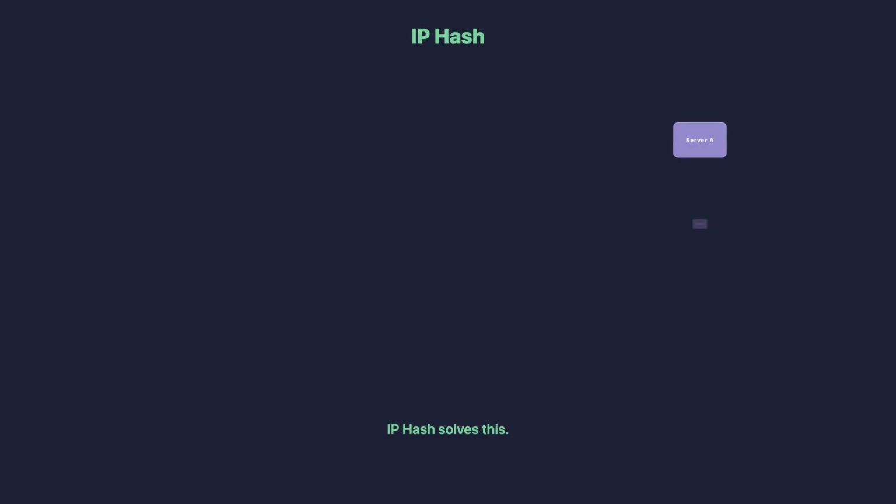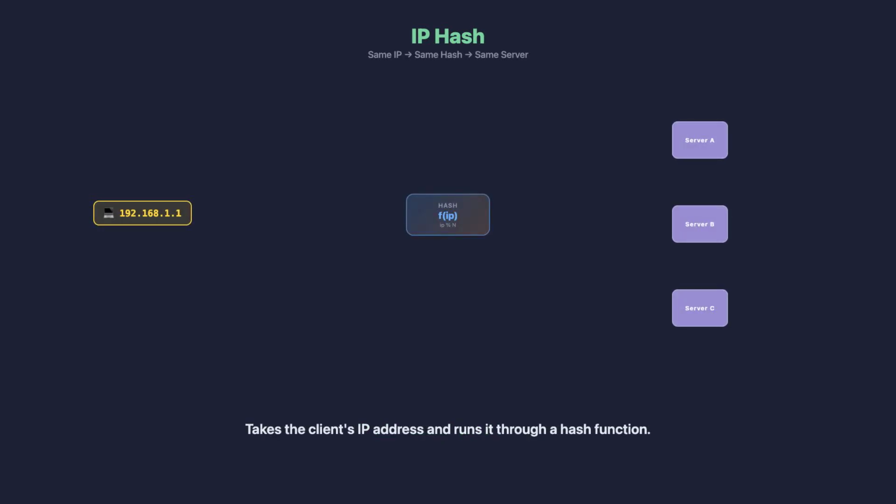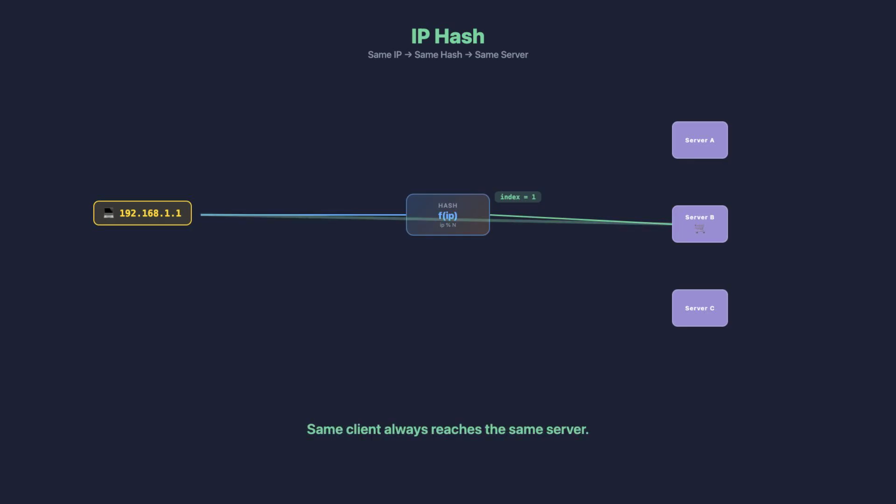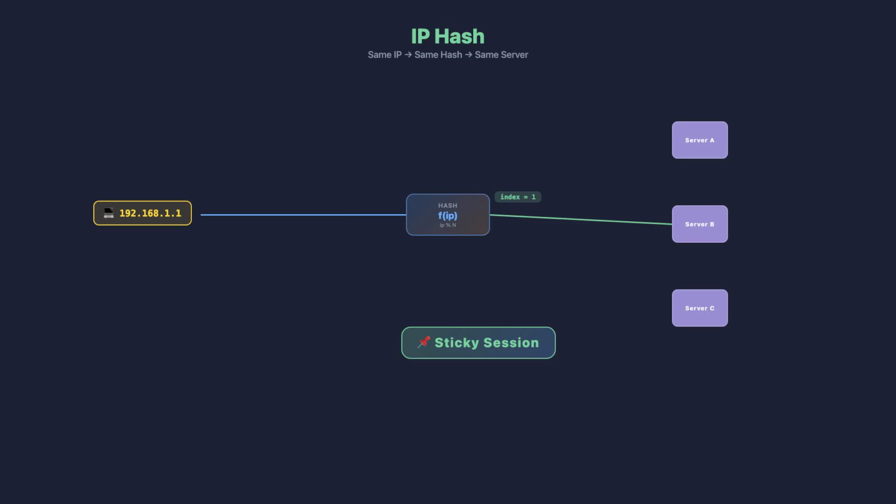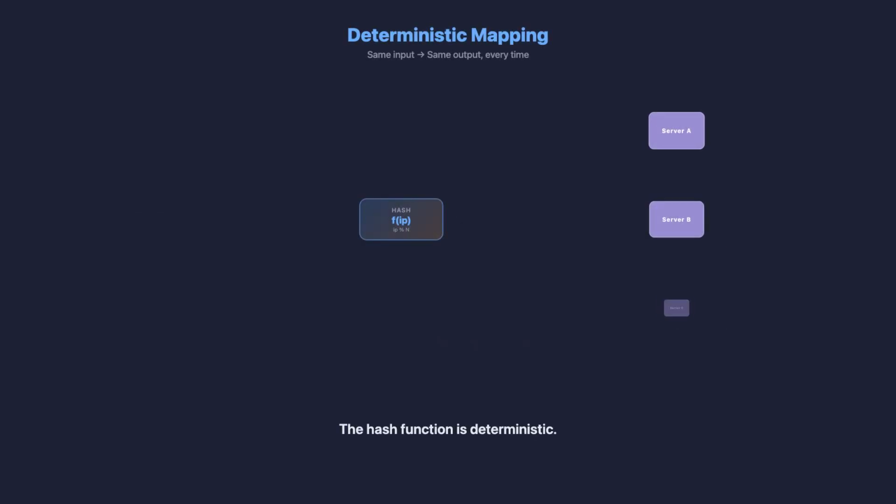IP hash solves this. It takes the client's IP address and runs it through a hash function. The hash output maps to a specific server. And because the same IP always produces the same hash, the same client always reaches the same server. This is called a sticky session. The hash function is deterministic. Feed it the same input, get the same output every time.